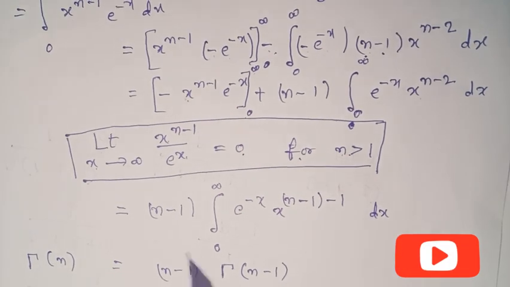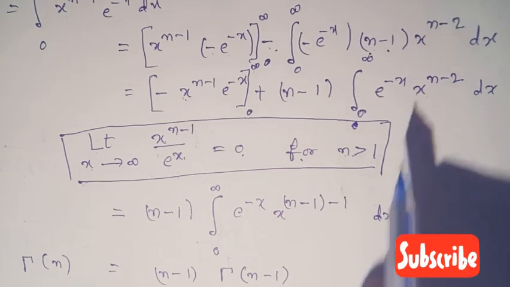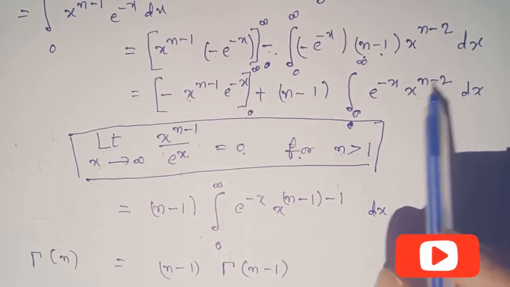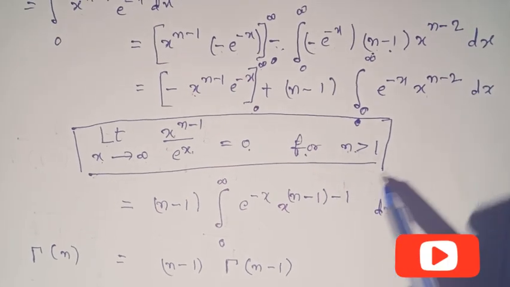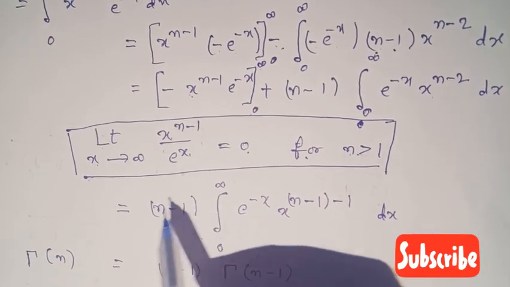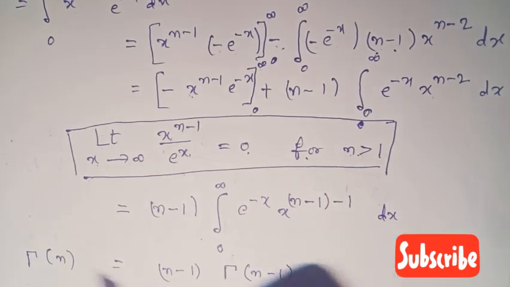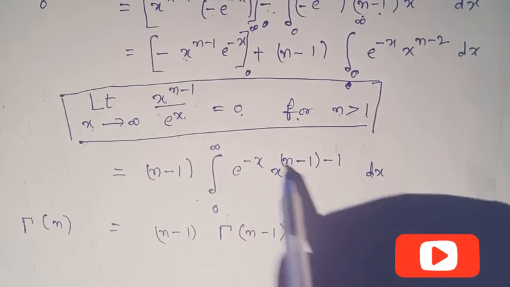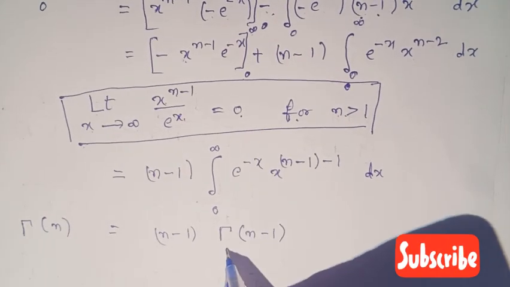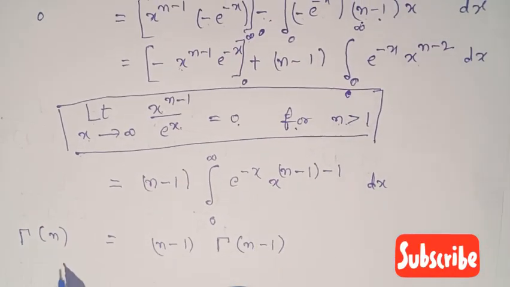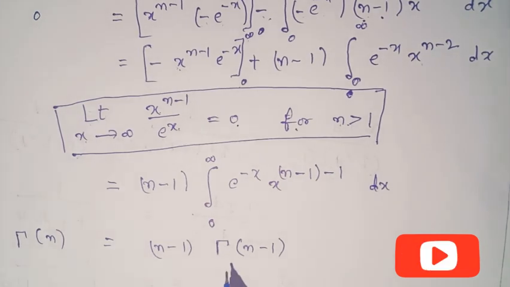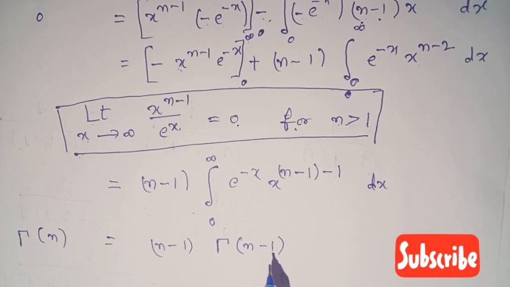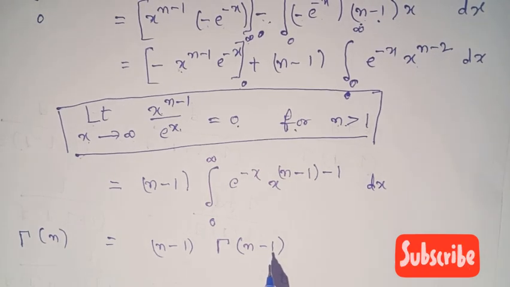Because n minus 2 can be written as n minus 1 minus 1. Now as per the definition of gamma function, we have gamma of n minus 1. Therefore gamma of n is equal to n minus 1 into gamma of n minus 1. We therefore have proved the second property of gamma function.